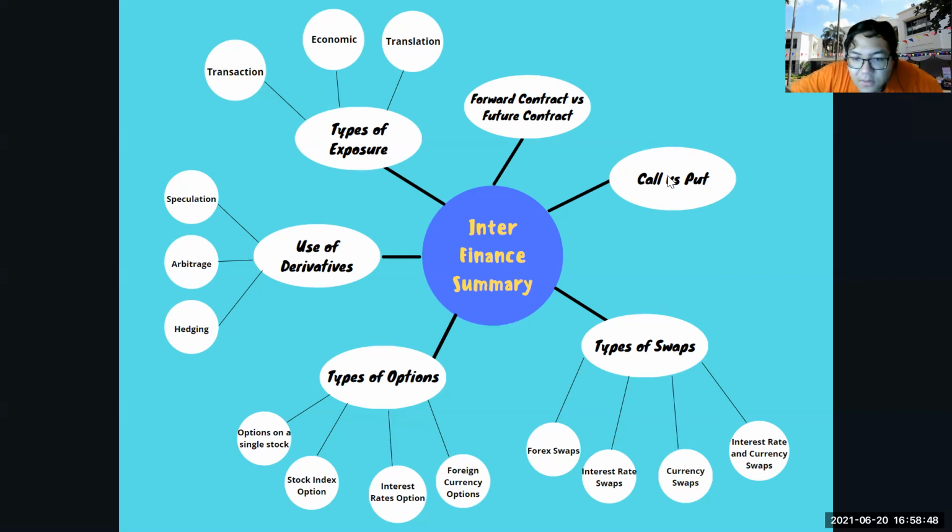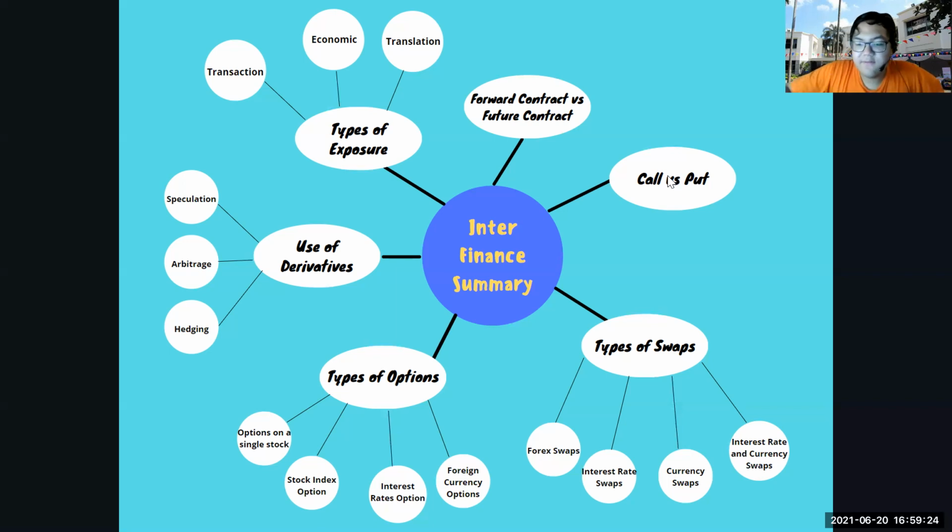So right now, let's talk about the types of swaps. The first one we have is the forex swap. A foreign currency swap, also known as an FX swap, is an agreement to exchange currency between two foreign parties. The agreement consists of swapping principal and interest payments on a loan made in one currency for principal and interest payments for a loan of equal value in another currency.